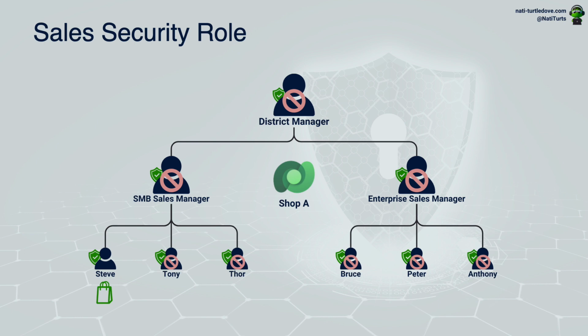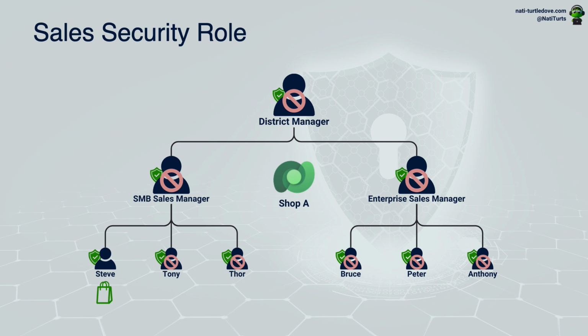We'd have a district manager who manages the location shop A. We'd have 2 sales managers that fall under the district manager that manage a team of salespeople. So we'd have an SMB sales manager and an enterprise sales manager. And say Steve, who falls under the SMB sales manager, has created the record. Now, if we follow the security role that we've just seen, where it's on a user read-only level, it means that no one else in this entire shop or the entire organization would be able to see Steve's transaction. Not Tony, not Thor, not his sales manager, not the district manager, because it's user record owned.